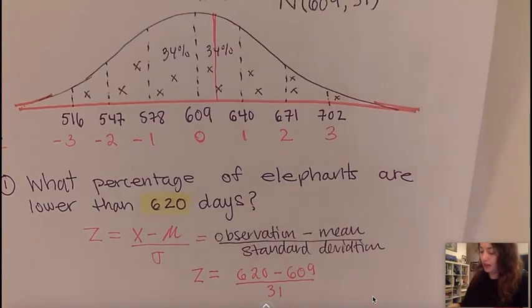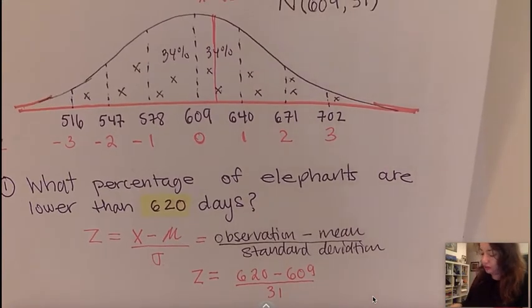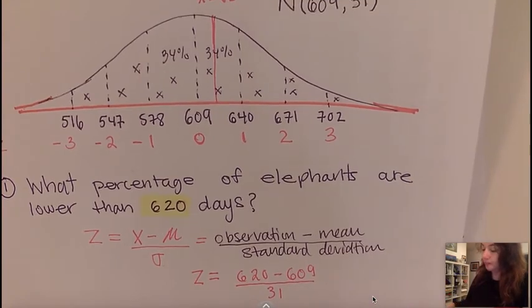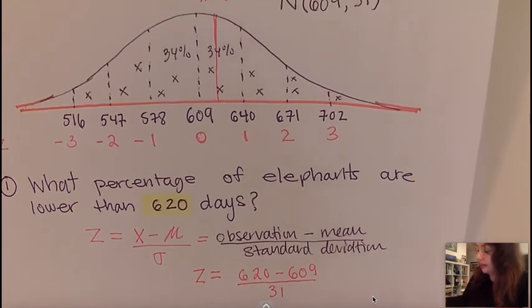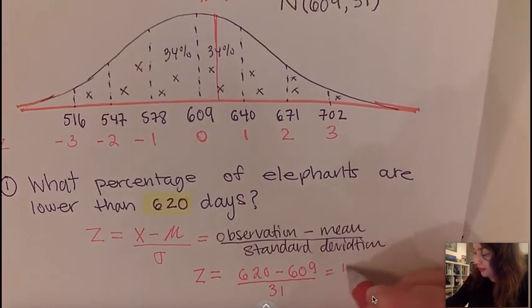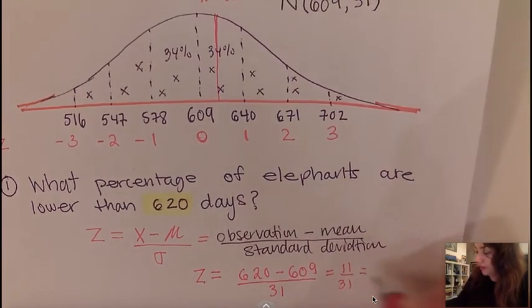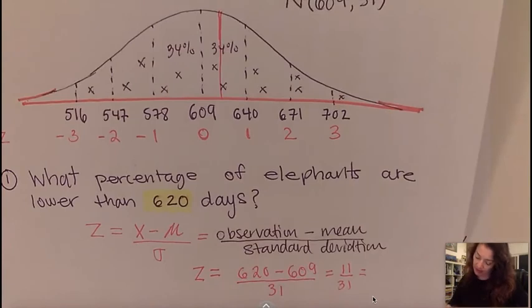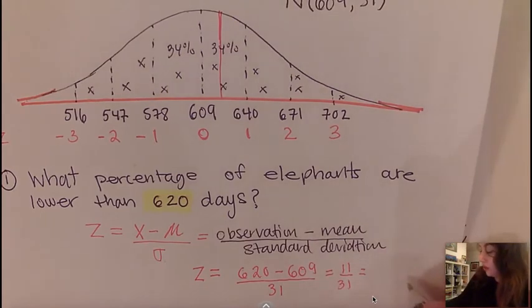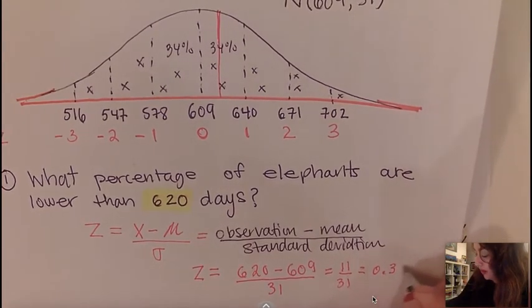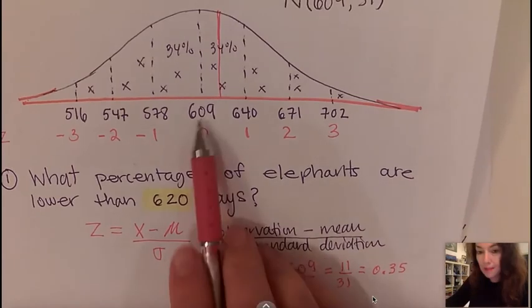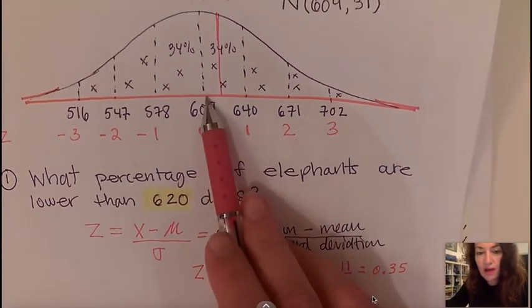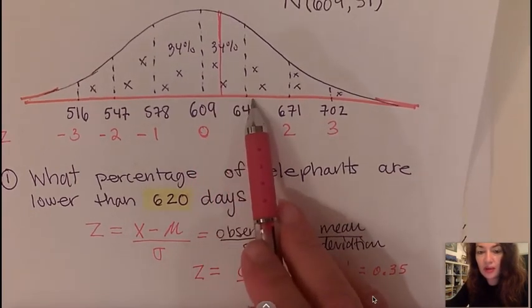I'm going to enter that into a calculator. So 620 minus 609 is 11. We get 11 over 31. And we want to know what our z-score is, so I divide that by 31, and I have 0.35. So our z-score is 0.35, okay? That makes sense because 0.35 is between 0 and 1.